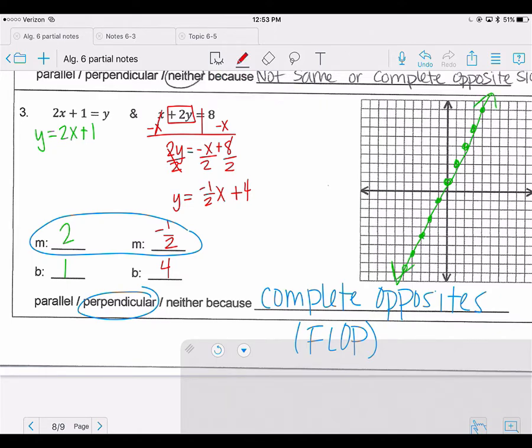And then the red line starts up at 4 and goes down 1, right 2. Down 1, right 2. We can also go up 1, left 2.